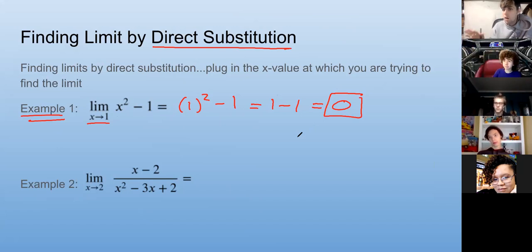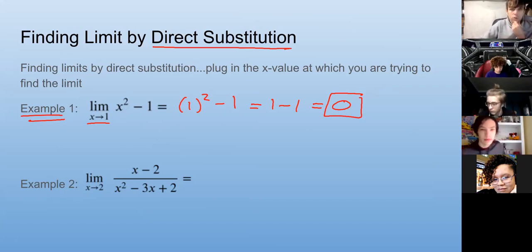Now, I won't often use direct substitution alone. Usually I'll combine direct substitution with looking at the graph just to make sure it's converging from both sides on that particular value. But direct substitution generally is going to be my first approach when I'm trying to figure out a limit. Take your number and plug it in. It's that easy. So let's look at example 2.